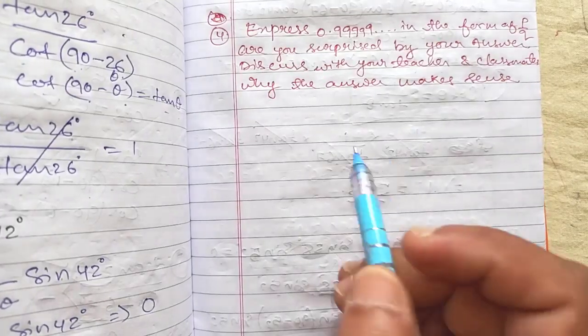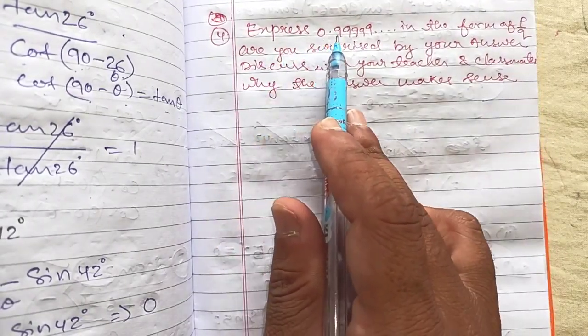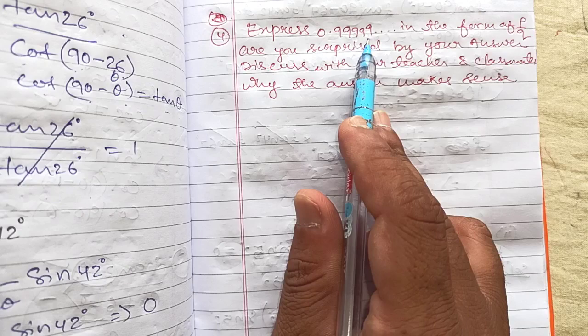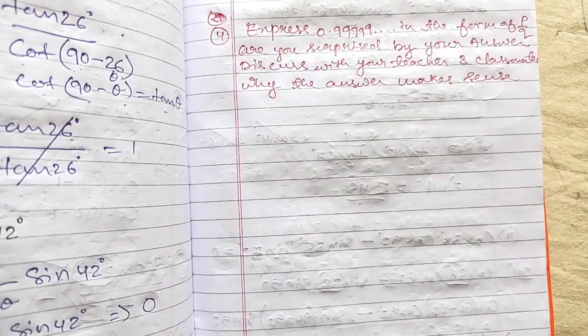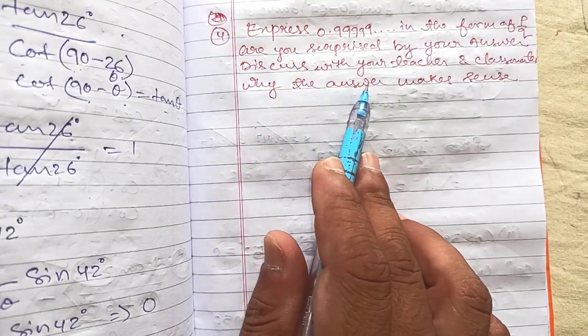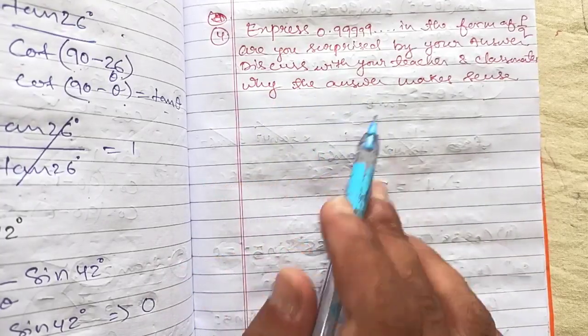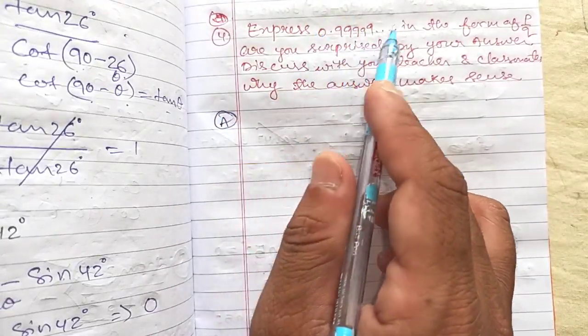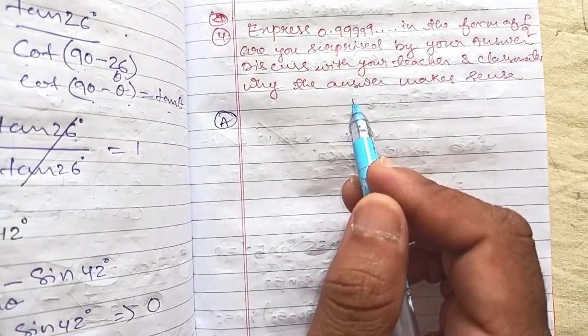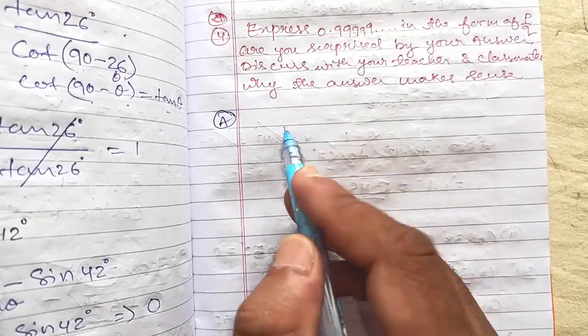Number 4. In question number 4 it is given: express 0.9999... (repeating) in the form of p by q. Are you surprised by your answer? Discuss with your teacher and classmates why the answer makes sense. I have taught you one method to represent this type of number in the form of p by q. There is one more method which I will explain now.